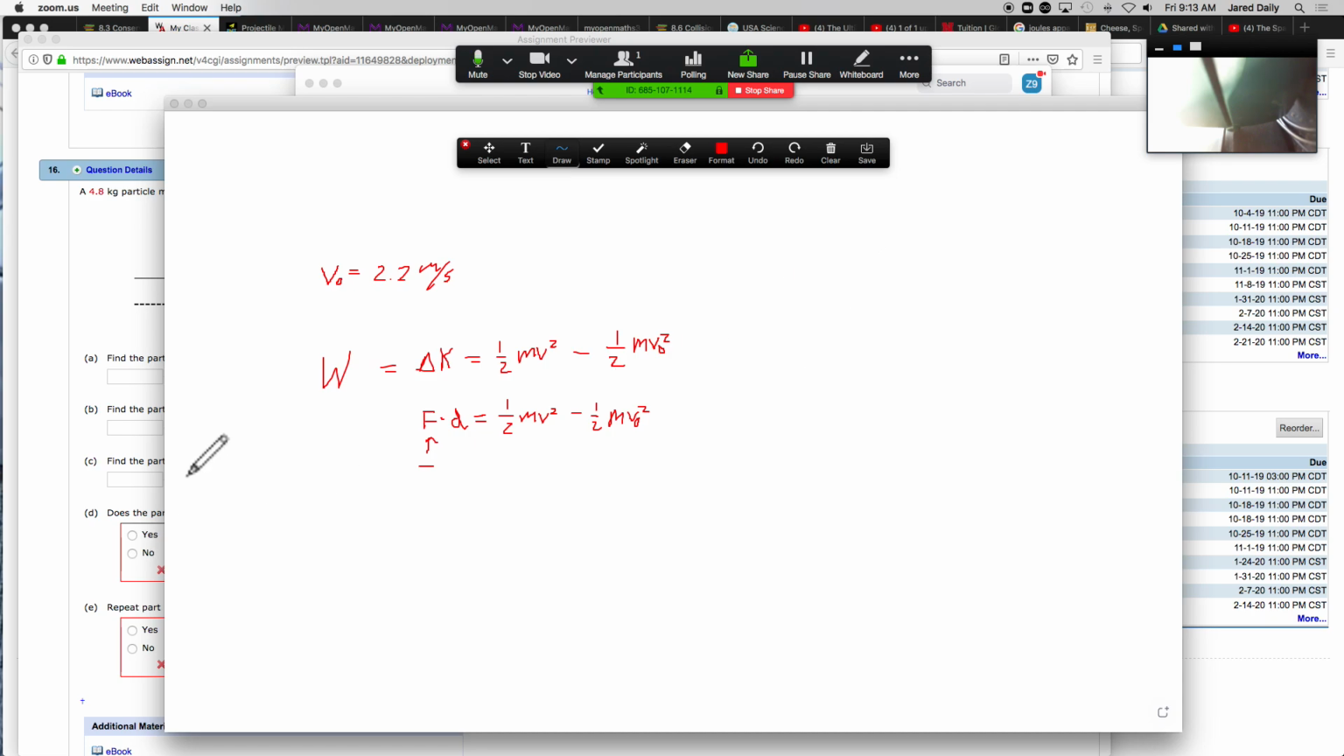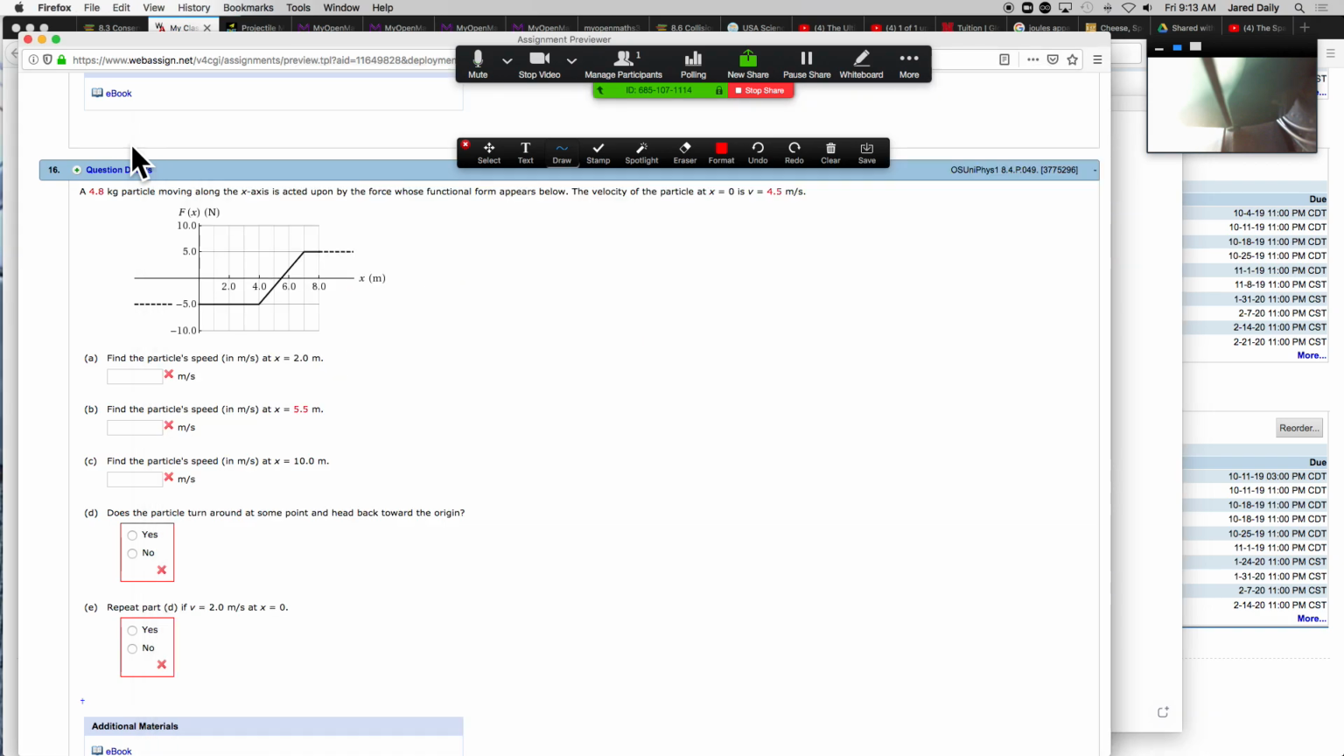So how do we do this in part B? Well, we do the same thing in part B. We do work equals change in kinetic energy. But now they want us to do the particle's speed at 5.5 meters, which is way over here, where it crosses the 0 point, right? So we have to do this big change now. We need all of the area under this curve, right?